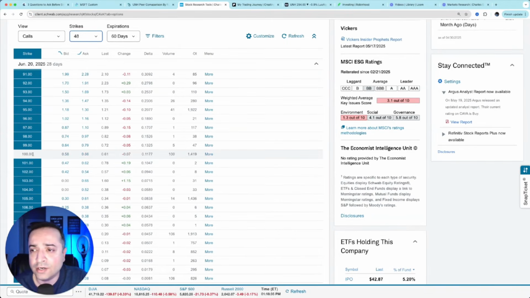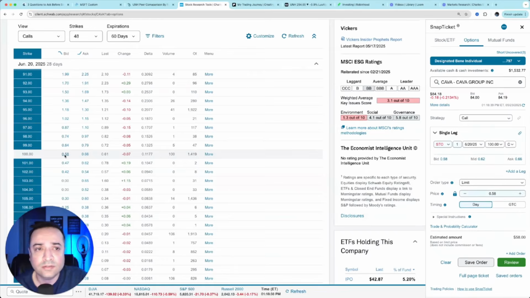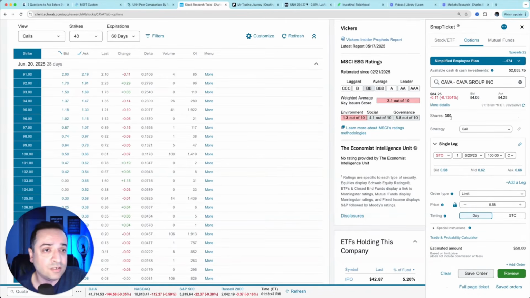So $100 strike price, there we go. I'm going to collect $58 per contract because each contract controls 100 shares. I own 300 shares of Kava in my SEP account. So now I can sell 3 contracts because each contract controls 100 shares. And instead of just doing the bid, I'm going to click on the midpoint. This way I can get a few extra dollars between the bid and the ask per contract. So I'll collect $186 if this executes.